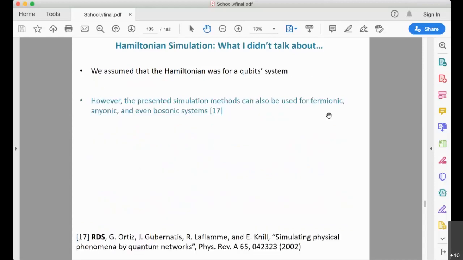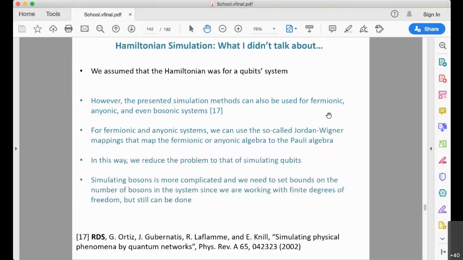I also assumed that it was for a qubit system, but you may wonder what happens when my system is made out of fermions, anyons, bosons, and so on. There have also been works along these lines. Many times the way to do it is by reducing the problem that uses a different particle statistics to one where the statistics is that of a qubit system.